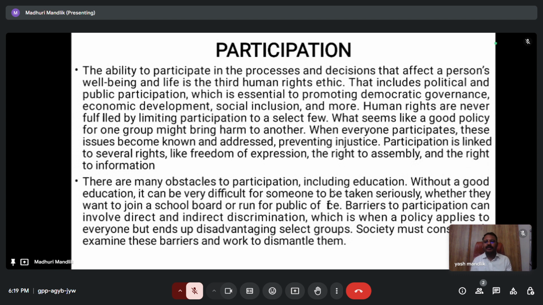Participation is linked to several rights like freedom of expression, the right to assembly, and the right to information. There are many obstacles to participation, including education. Without a good education, it can be very difficult for someone to be taken seriously, whether they want to join a school board or run for public office. Barriers to participation can involve direct and indirect discrimination, which is when a policy applies to everyone but ends up disadvantaging a selected group. Society must consistently examine these barriers and work to dismantle them.